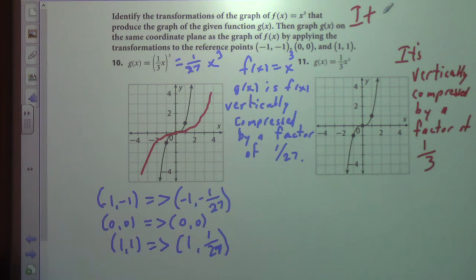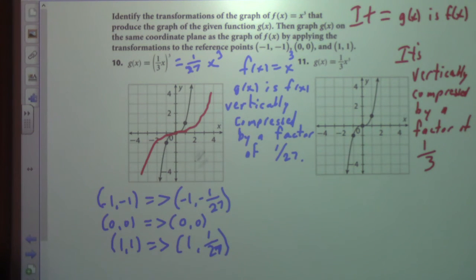G of x. G of x is f of x. Right. That's what I'm saying it is. Okay. So g of x is f of x vertically compressed by a factor of 1/3. Now we're good, right? Yes. Okay, good. I'm glad you said that because it's a detail that needs to be paid attention to.